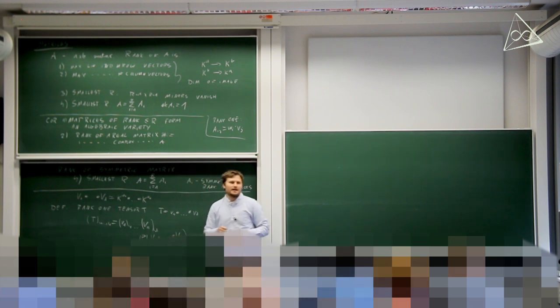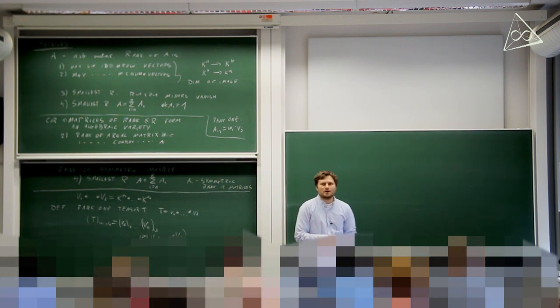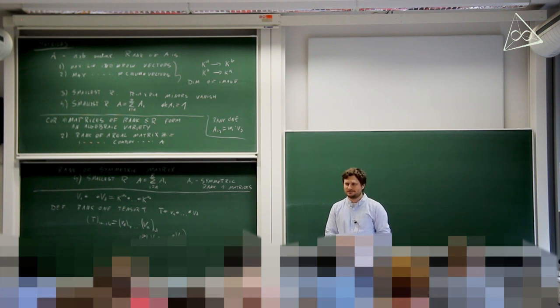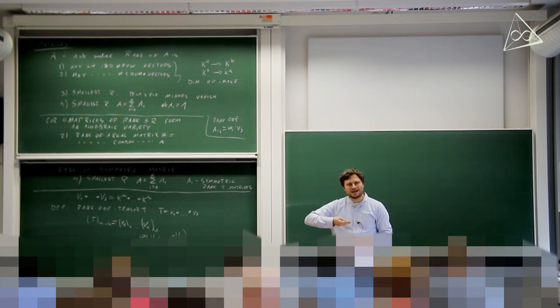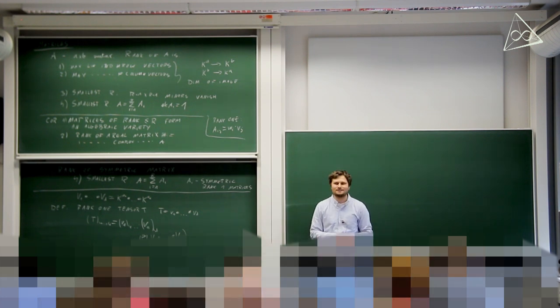And now a question for you. What does it mean to be a rank one tensor in this projective space in geometric terms? What's a variety? Okay, I already say too much because we will have to see that this is a variety. But how would you describe the points in this space that correspond to rank one tensors?